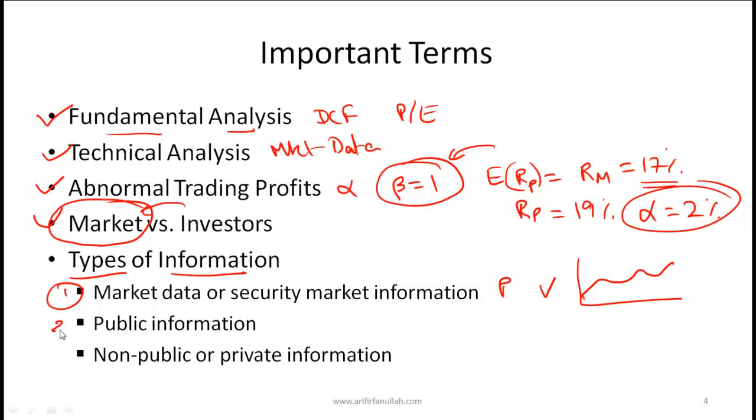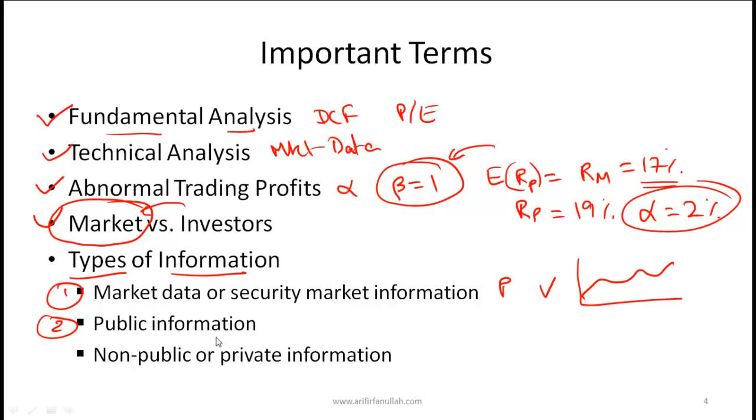Then the next category is public information. So this is all public information related to security markets, related to the economy, related to politics, etc., etc. Because pricing of a security, when we do fundamental analysis, we not just look at market data, but we also look at all other economic and political data that might have an impact on security prices.